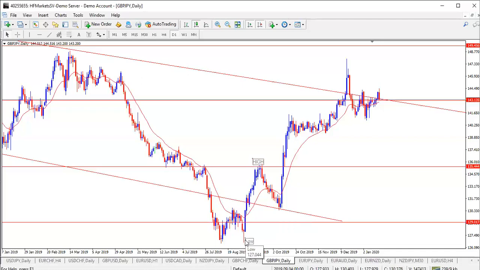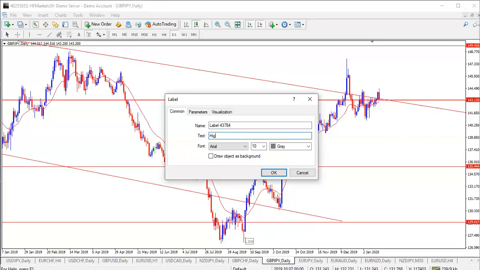Now, I don't want you to get confused with that. This is a low, this is a high. Market will come down to create another low. But if you look, this low is higher than this low. And that's why we call it a higher low.